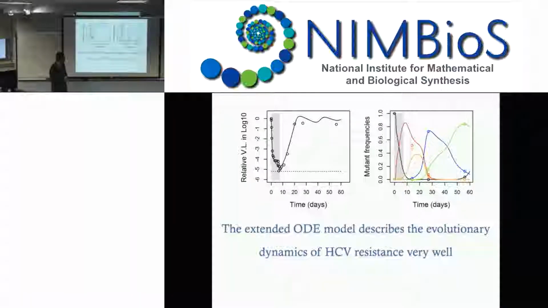Yes, so that's what we see in this particular patient. We see the wild type does come back. And the wild type here is just this, none of the resistant genes. It has none of the resistant mutations.